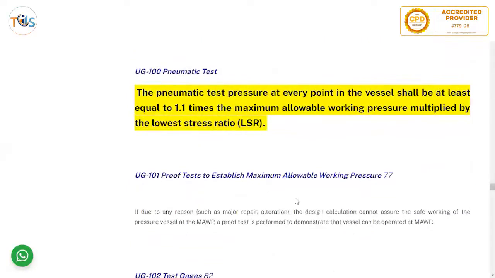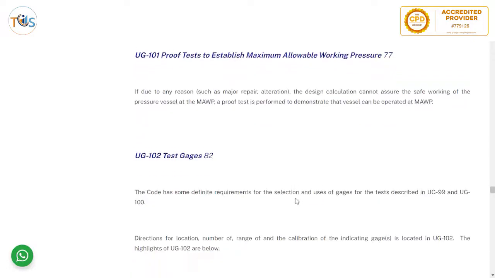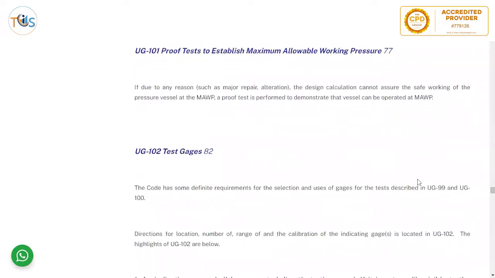Pneumatic test. The test pressure at every point in the vessel shall be at least 1.1 times the maximum allowable working pressure multiplied again by the lowest stress ratio. Proof test to establish maximum allowable working pressure. If due to any reason such as major repair, alteration, etc., the design calculation cannot assure the safe working of the pressure vessel at the maximum allowable working pressure, a proof test is performed to demonstrate that the vessel can be operated at it.